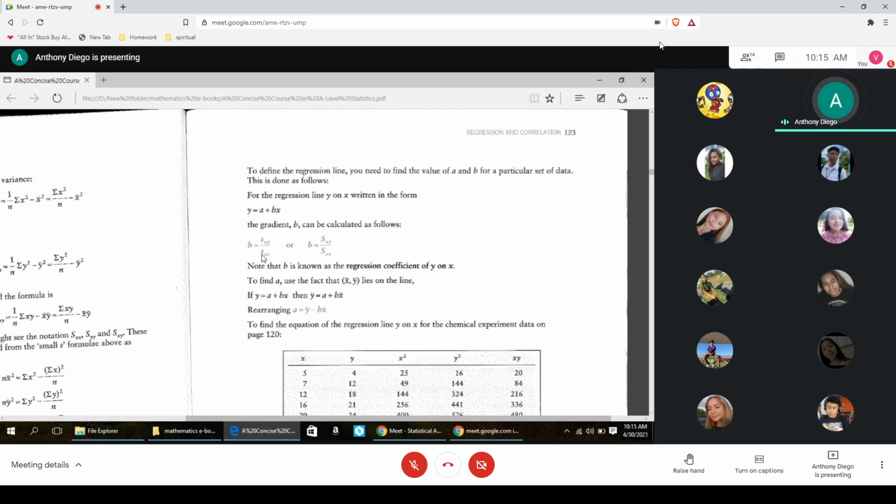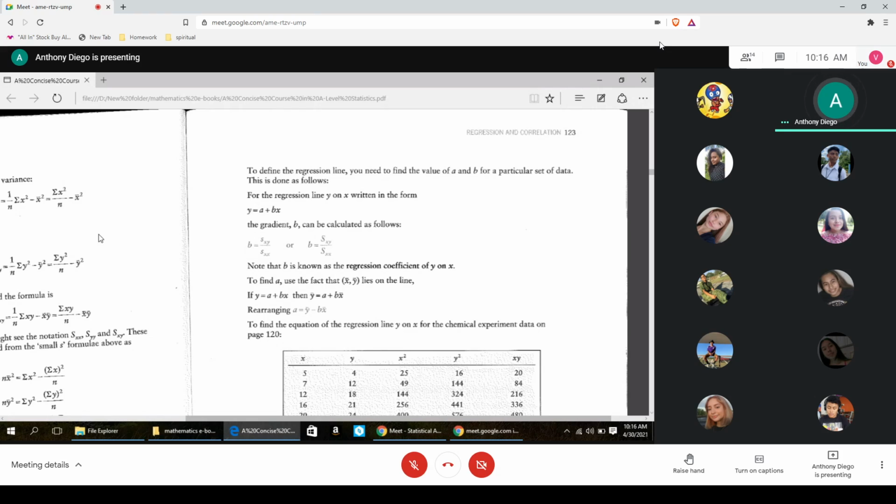The covariance of x and y, over the variance of x. Node B is known as the regression coefficient of y. So when they ask you to find the regression coefficient, they're asking you to find B. Remember, we have a formula for SXY, which we look over this side, and we also have the formula for the variance of x, which is this one here. And we just calculate it.